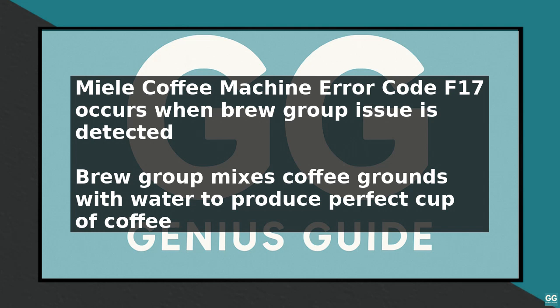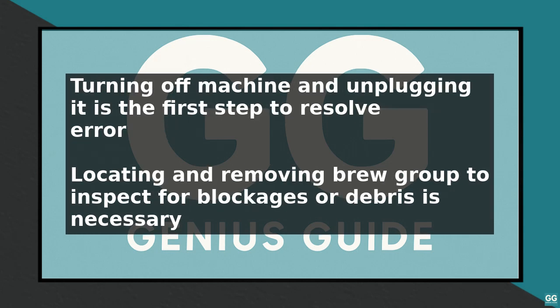The brew group is the component responsible for mixing coffee grounds with water to produce the perfect cup of coffee. When the machine detects a problem with the brew group, it will display the F17 error code. To resolve the error, start by turning off the machine and unplugging it from the power source.